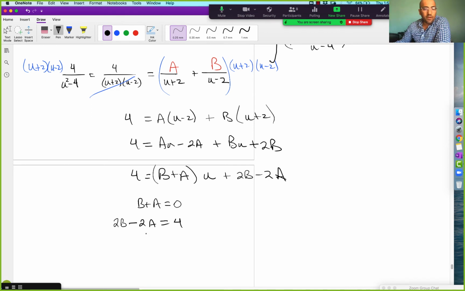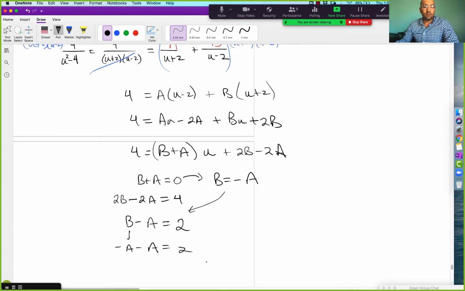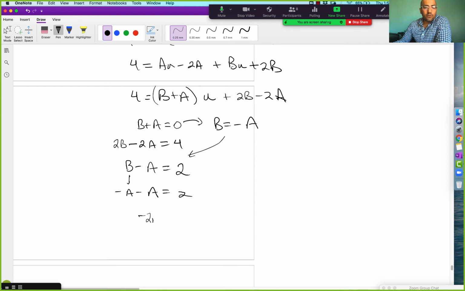Okay, so if we factor out a 2 and divide, we must conclude that B minus A must be equal to 2. Good. And then if we use this guy, we get that B must be equal to minus A. Then plug it into there, and we get that minus A minus A equals 2. So minus 2A equals positive 2. Therefore, A must be equal to negative 1.